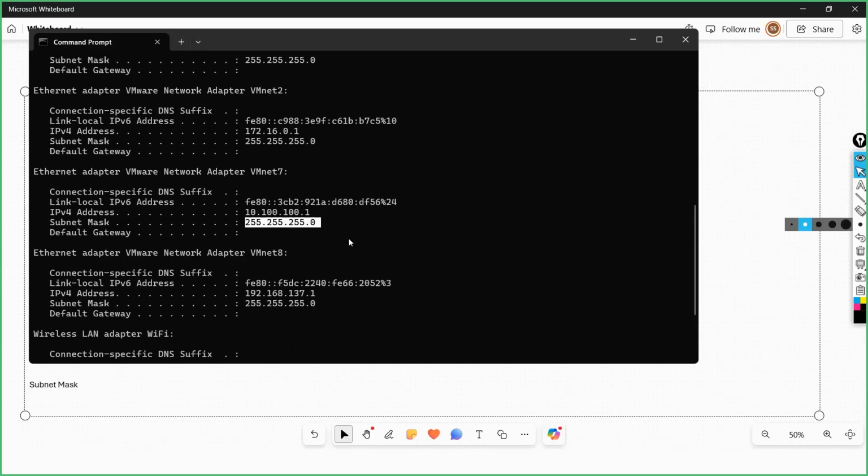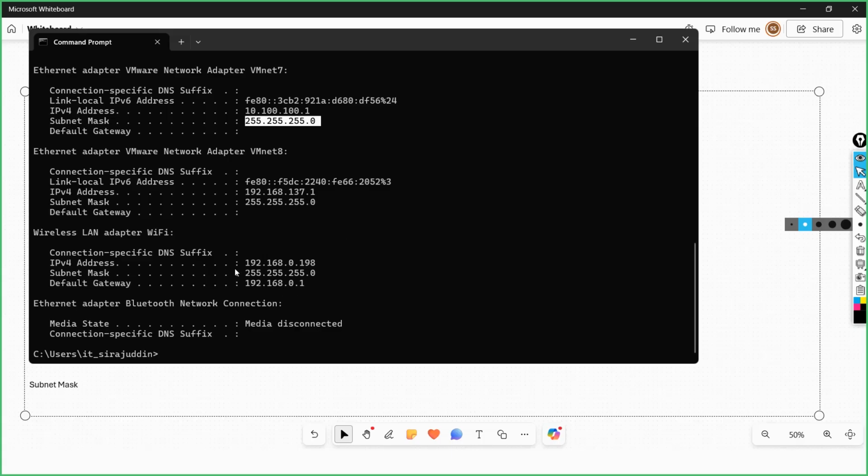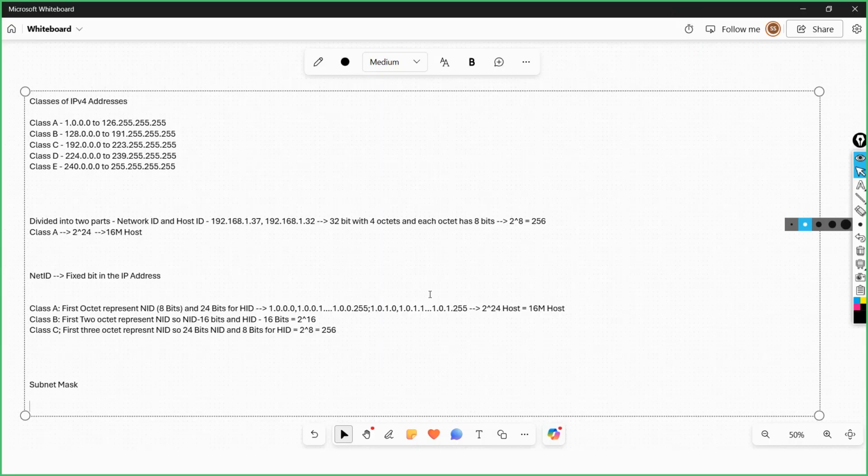This is the Wi-Fi adapter IP address of my laptop, which has the IP scheme 192.168.198, and then you have a subnet mask 255.255.255.0. So everyone has the subnet mask, right? It is not possible that an IP address can be defined without a subnet mask. It is not possible. So a subnet mask is a 32-bit number.